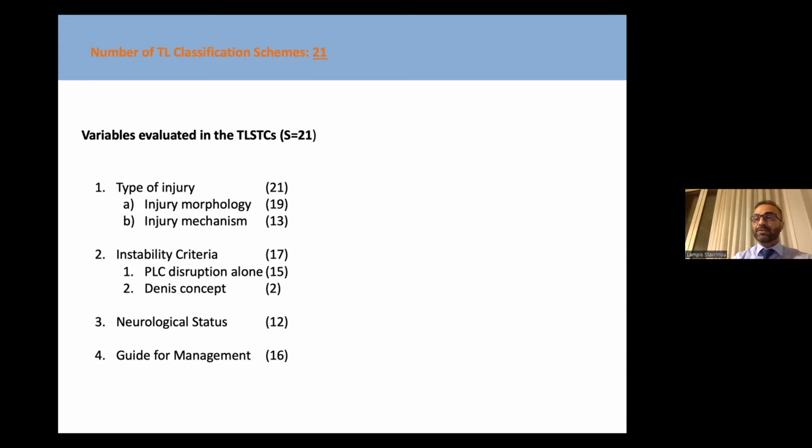The posterior ligamentous complex gained attention after the 50s, especially with those classification systems, because they focused on the posterior ligamentous complex. And then there is also the Denis concept, the three-column concept, as we all know it. Twelve of those classification systems also focus on neurological status, and most of them provide some sort of guide for management of the fractures.